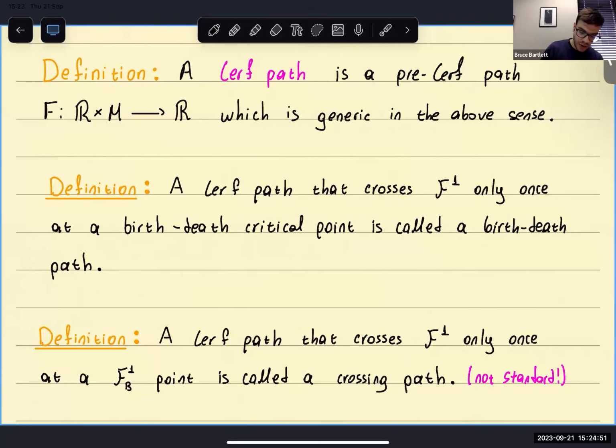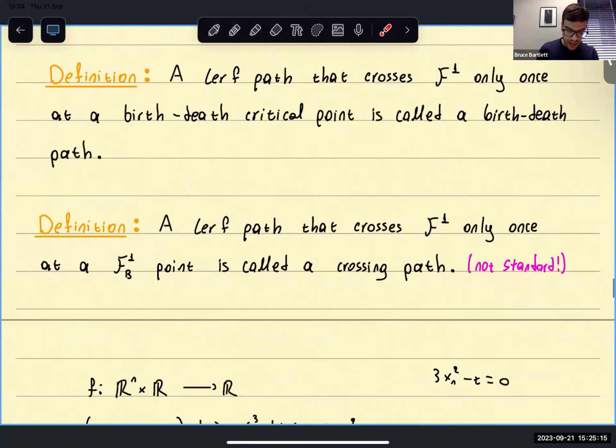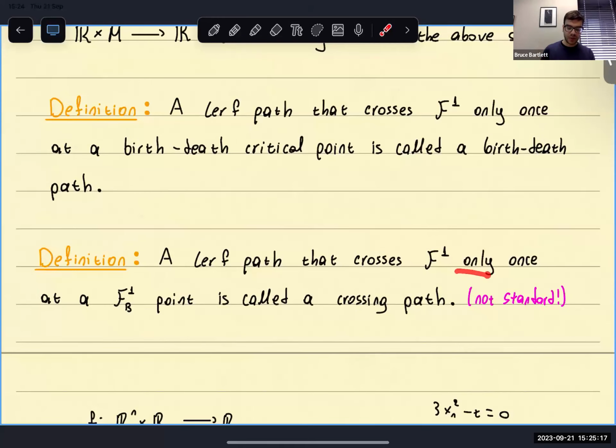And so a Cerf path that crosses f1 only once at the birth-death critical point is what we will be calling a birth-death path. We will either call it a birth path or a death path depending on the direction, but usually I will just say birth-death path and not choose a direction. And then a Cerf path that crosses f1 only once at f1 beta will be called a crossing path.